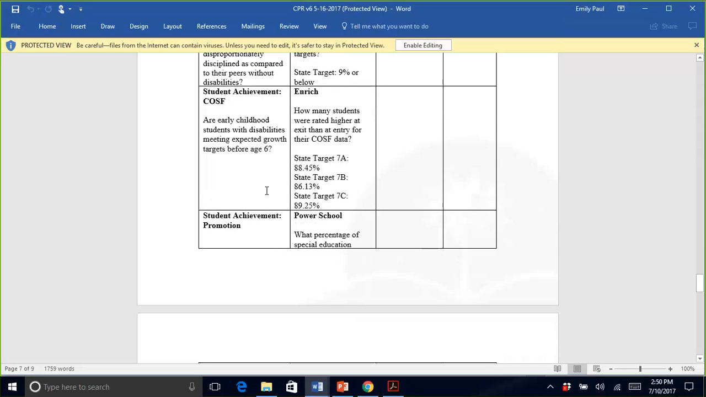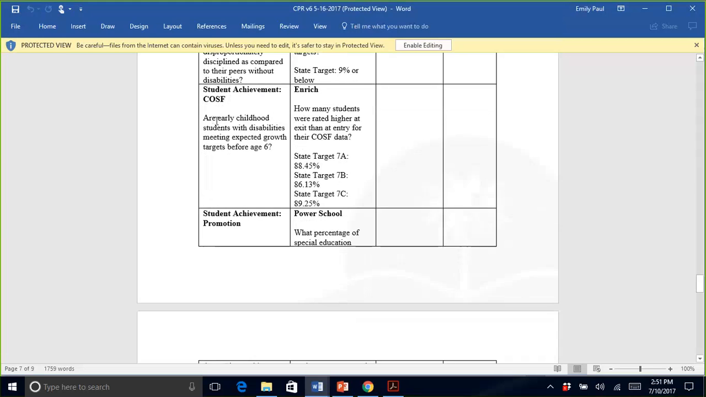For COSEF, we're going to look at your COSEF data. That's the Child Outcome Summary Form, so our early childhood students with disabilities meeting expected growth targets before age 6. We're going to say how many students were rated higher at exit than at entry, because they should be. And then I have the state targets for each of those broken down here, and we'll talk about how close you are to those.